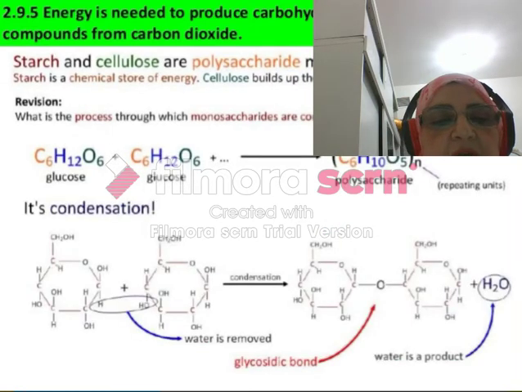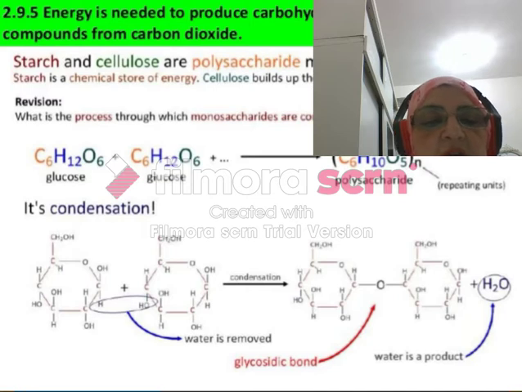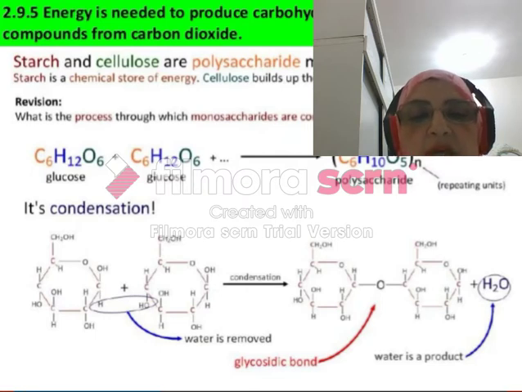Here is the summary for the condensation reaction. This reaction, we call it condensation. A water molecule will be removed from two sugar molecules in order to join them together by a bond. We call this bond a glycosidic bond, and the water molecule will be given out.